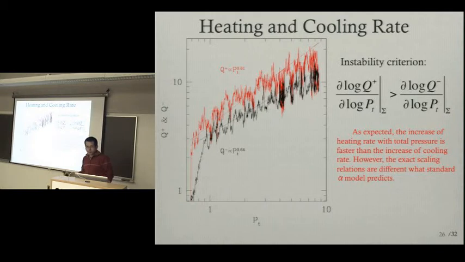So remember, the fundamental criterion for the thermal instability is that the heating rate of the disk will change quicker with pressure compared with the cooling rate. This is the fundamental criterion of the thermal instability, and we can also check that. The red line is basically the heating from the MRI dissipation, and the black line is basically the cooling from the radiation flux. You can see that it is consistent with the previous simulation. The result is that the heating rate is always larger than the cooling rate.